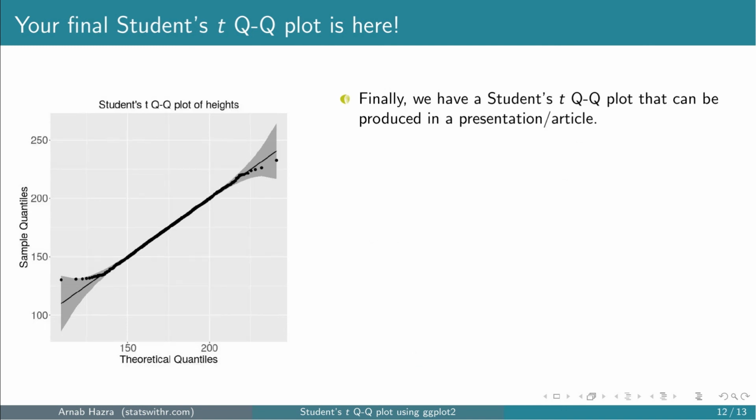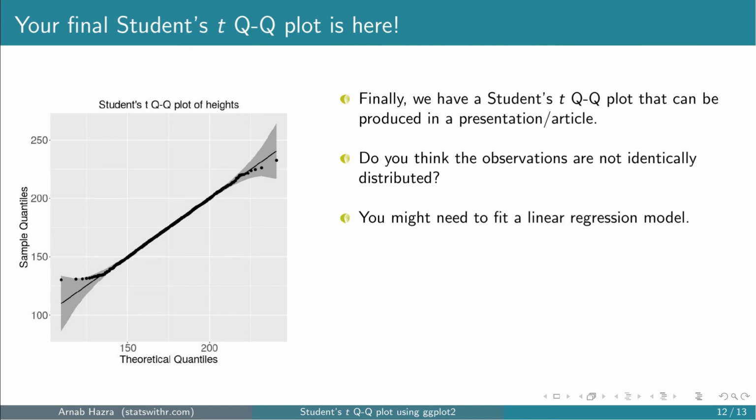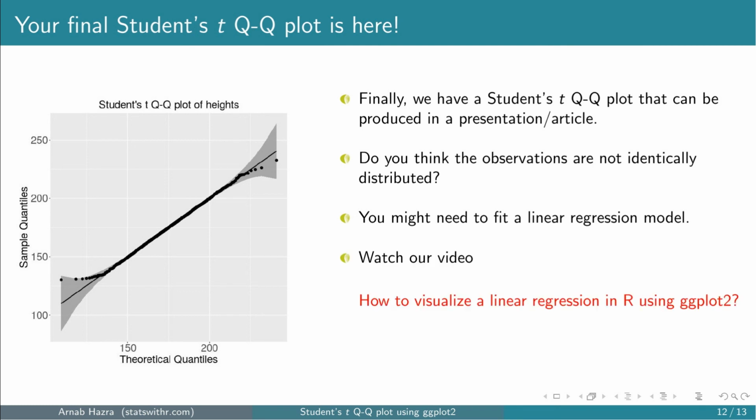Okay, so finally you get a student's qqplot using ggplot2 that you can probably consider to use in your presentation or in your publication. If you see that your dataset shows evidence of a non-identical distribution assumption, you might need to fit a regression model, and to judge the fitting, you need diagnostic plots. To do that using ggplot2, watch our video How to Visualize a Linear Regression in R using ggplot2.